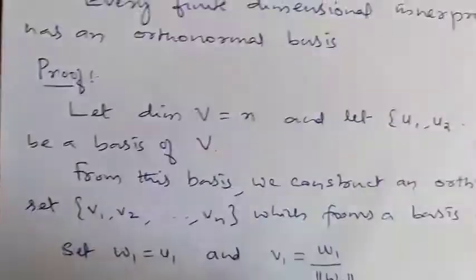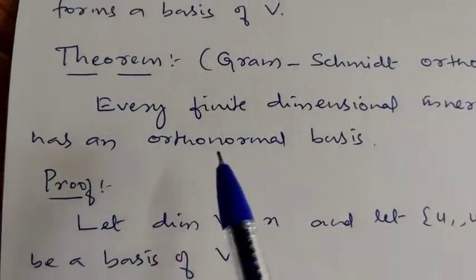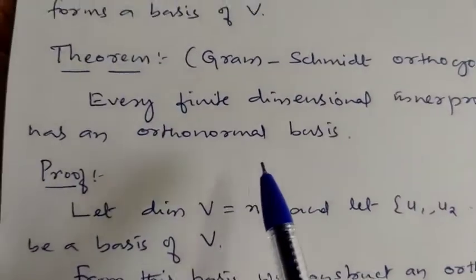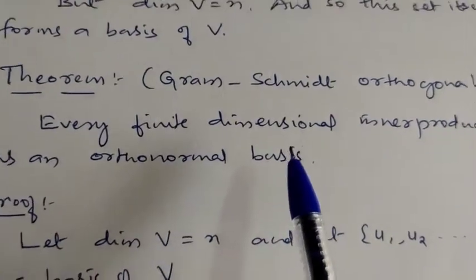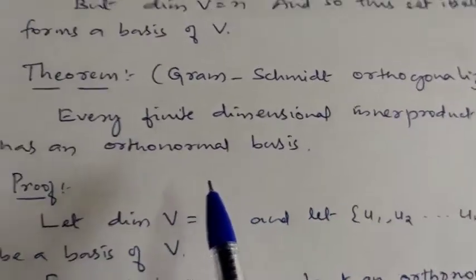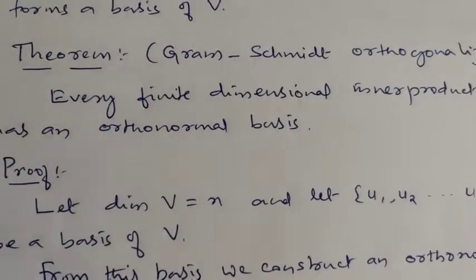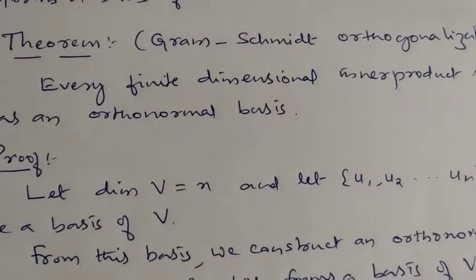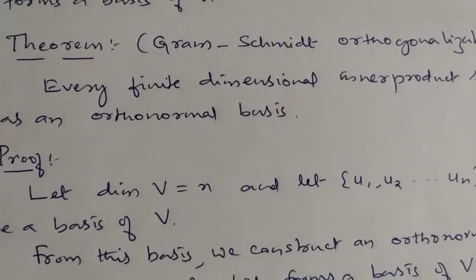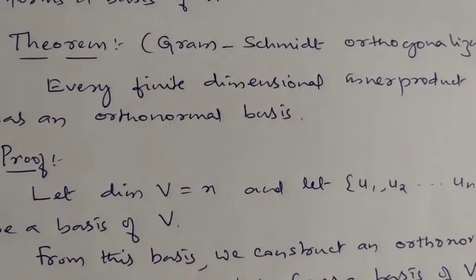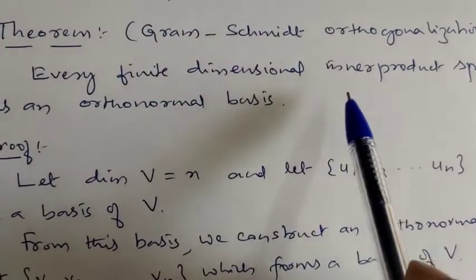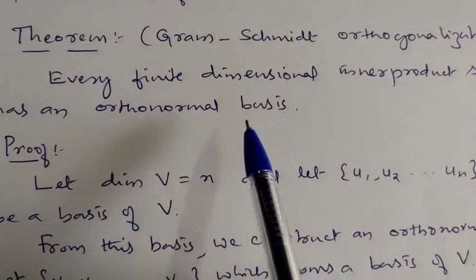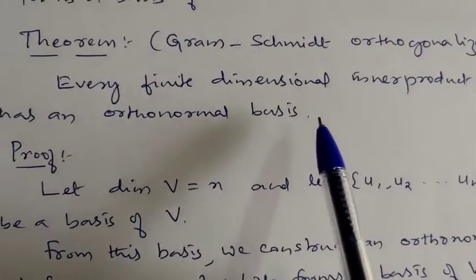It may be stated as a theorem: every finite dimensional inner product space has an orthonormal basis. That means, since every finite dimensional vector space has a basis, I use those bases to make an orthonormal basis. In fact, every inner product space has an orthonormal basis, because every vector space has a basis, whether it is finite or infinite.